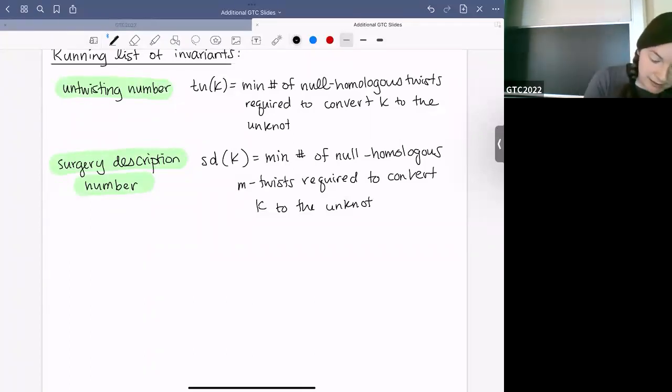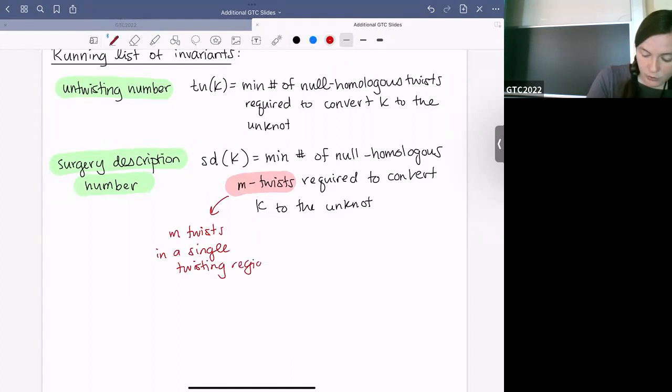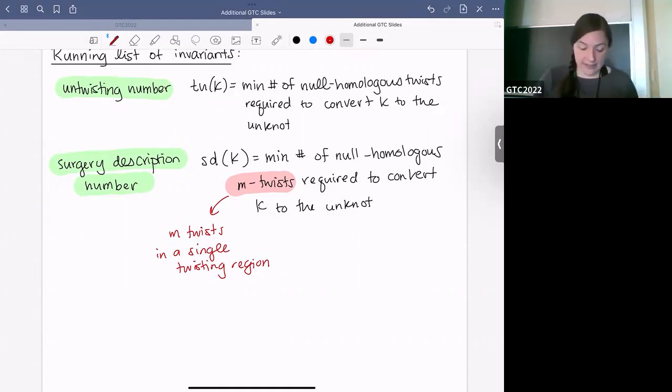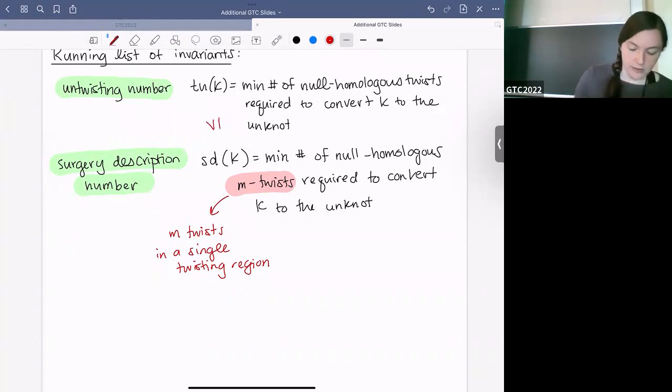What I mean by M twist here is that I get to do M full twists in a single twisting region. So this is really counting twisting regions rather than individual twists. So it's much looser than the untwisting number, right? If I can untwist my knot by just twisting a bunch in one place, okay, then my surgery description number is 1 and my untwisting number is however many full twists I had to do there. Okay, so this is different. I guess it should be clear from the definition that this is a lower bound on the untwisting number.